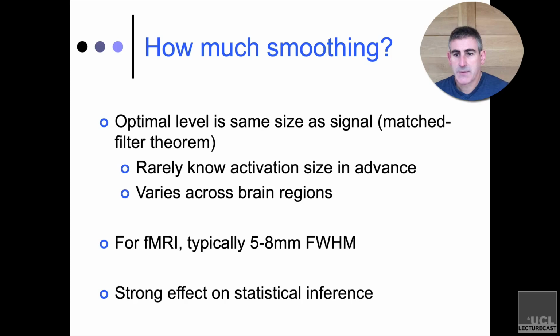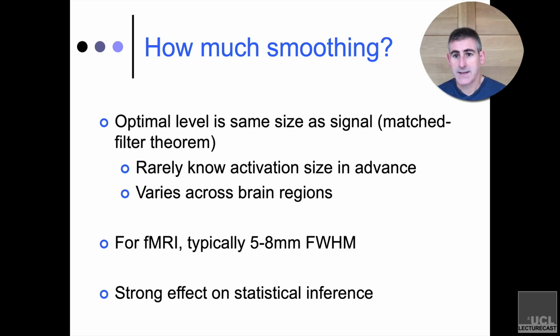One of the questions that comes up all the time is how much smoothing do you apply? What's the right amount? And again, there is an optimum answer to this, but it's not very helpful. There's a theorem called the matched filter theorem that says the size of your smoothing kernel should match the size of your activation. That's great, but if you knew the size of the activation before you did the study, you wouldn't really need to run the study. So we often don't have that information.